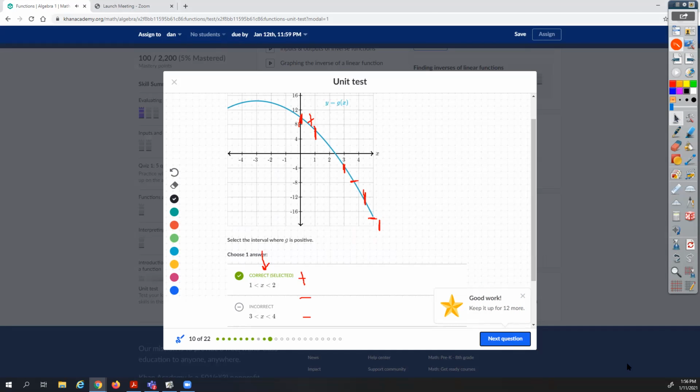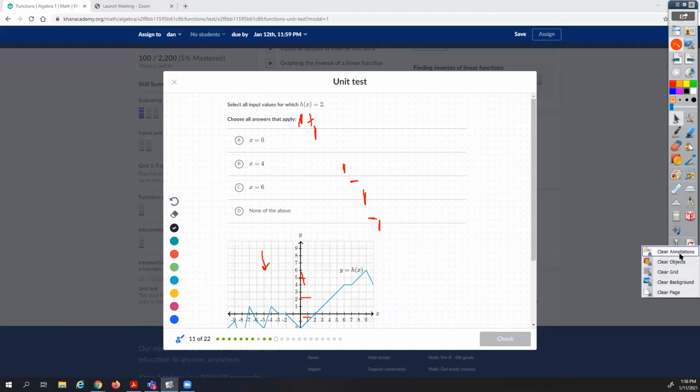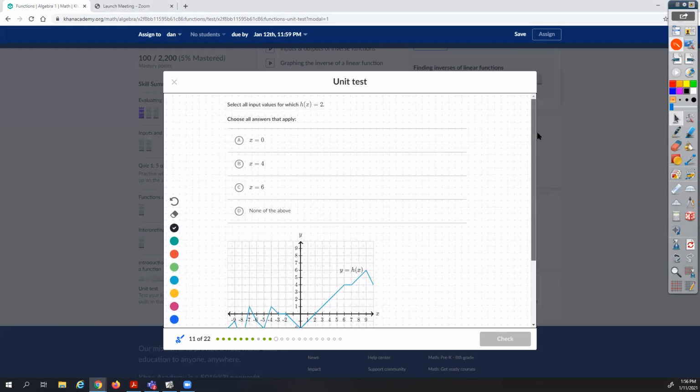Good? All right, 11. It says, select all inputs for which H of X is equal to 2. In other words, we have to think about 2. Is it going to be X or is it going to be Y? What do you guys think? It's going to be Y.